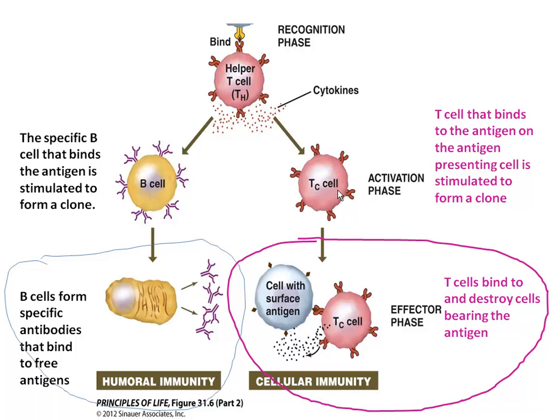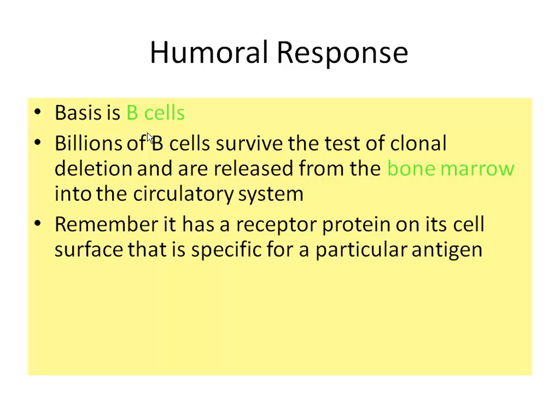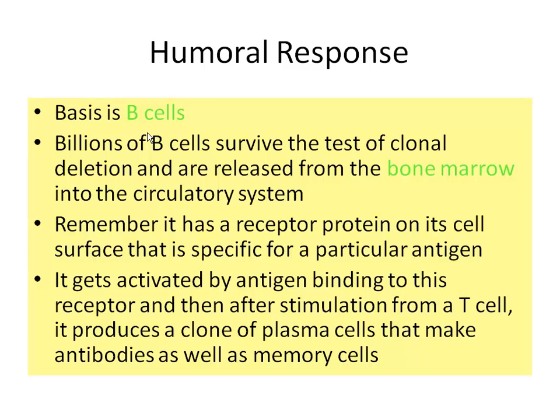All right, so we're going to go into a little more detail on the humoral immunity. For the humoral response, the basis is B cells. There are billions of B cells, and they will survive the test of clonal deletion. The ones that survive are going to be released from bone marrow into the circulatory system. Remember, B cells have a receptor protein on their cell surface that is specific for a particular antigen. It gets activated by antigen binding to this receptor, and then after stimulation from a T cell, it produces a clone of plasma cells that make antibodies as well as memory cells.